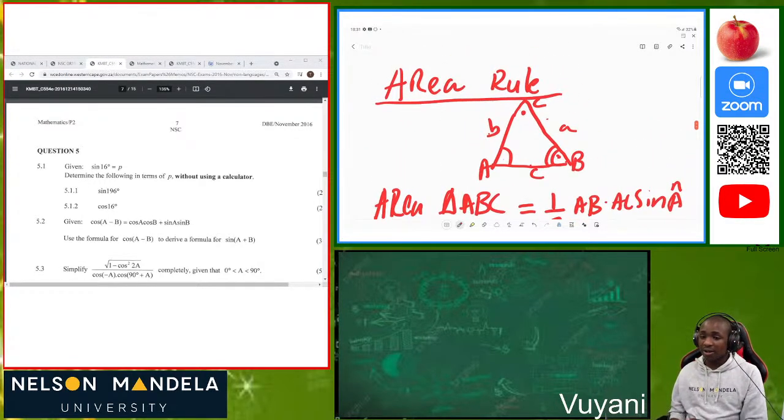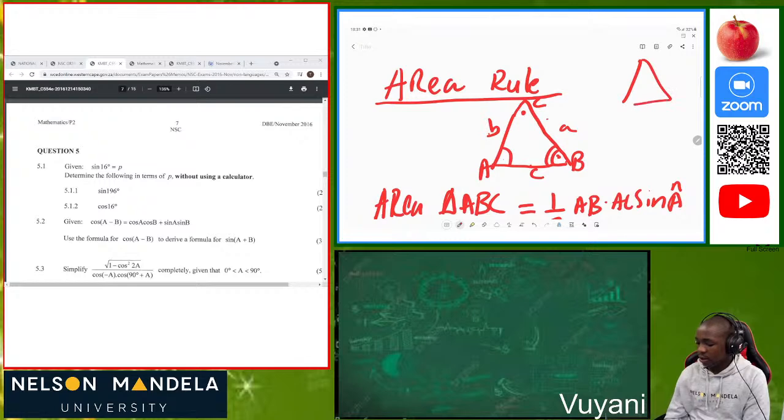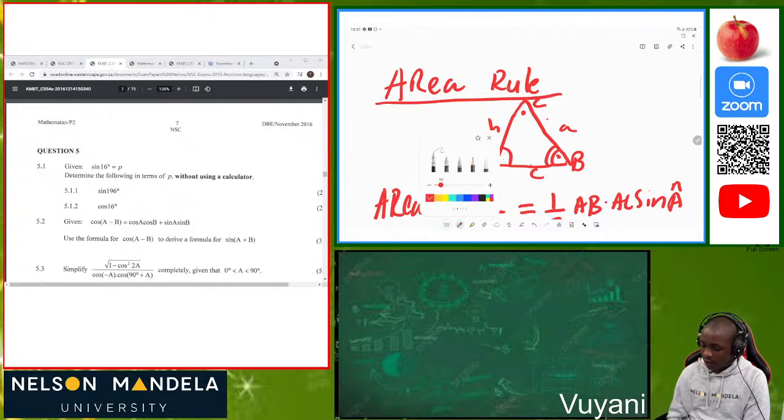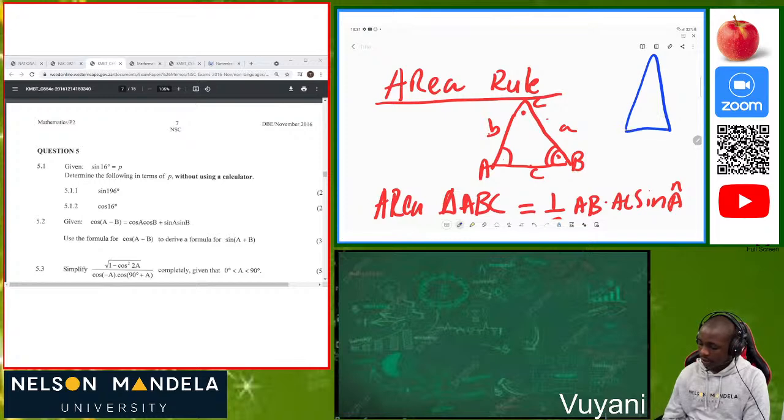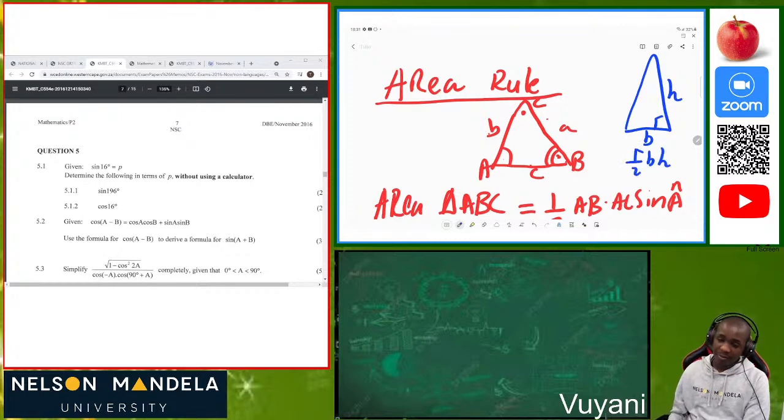When they ask you to calculate the area of this triangle, you see this one, it's not our normal triangle. We know the area of our normal triangles, a right angle triangle, this is going to be our base, this is going to be our height. So we know that area is half base times height, where this is our perpendicular height.